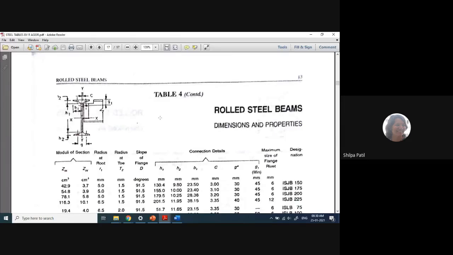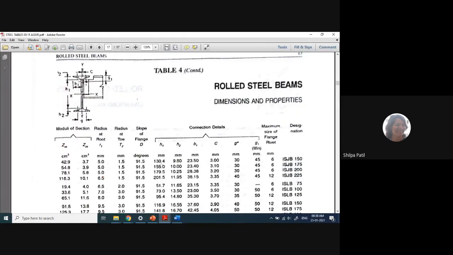H1 value actually represents the depth of the web. But this H1 value is considered only for that part to which we can connect another member. When beam to beam connection is considered, one beam is connected with another beam at web level only. So that total depth H1 you can directly consider in the calculation.